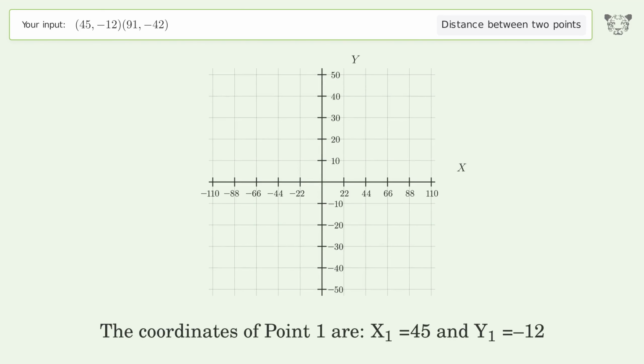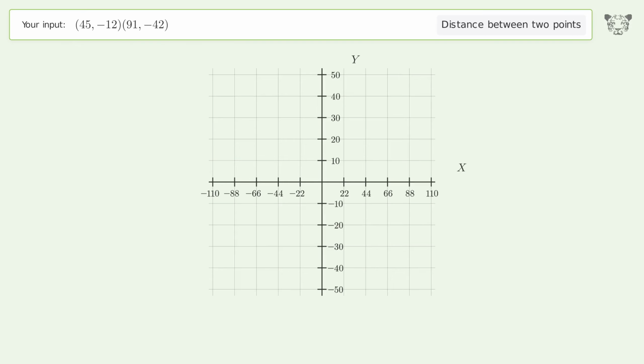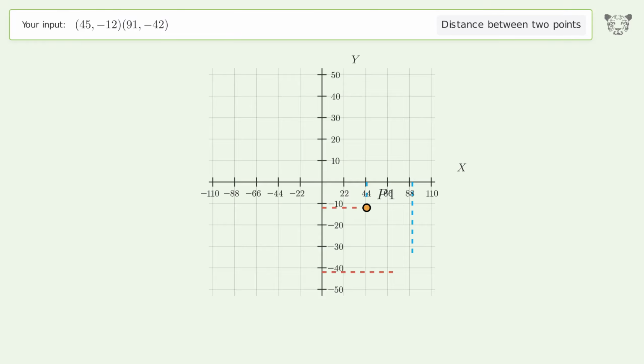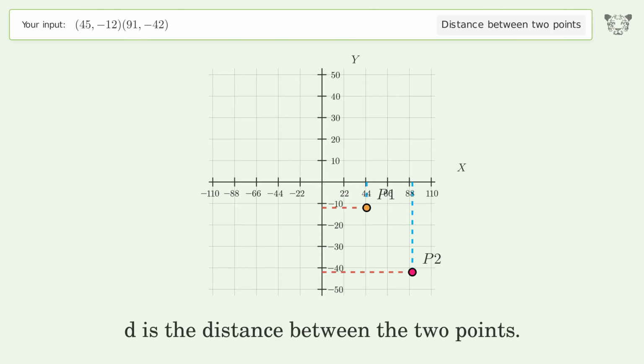The coordinates of point 1 are x1 equals 45 and y1 equals -12. The coordinates of point 2 are x2 equals 91 and y2 equals -42. D is the distance between the 2 points.